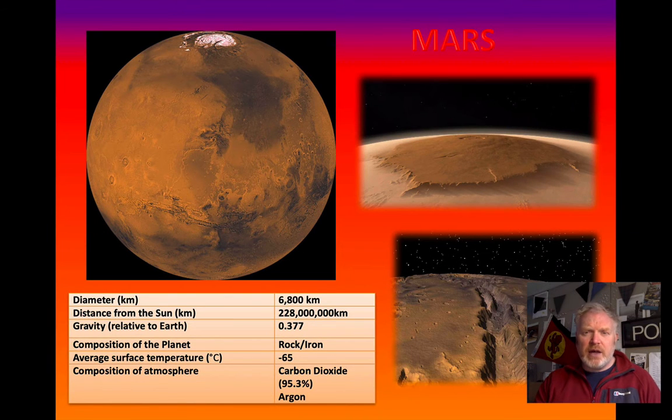We then move out to Mars. Mars is much smaller than Earth, about half the size of Earth. 6,800 kilometre diameter. We're now 228 million kilometres from the Sun. Gravity is 0.377. So again, about a third of what Earth is. Composition is rock and iron again. The surface temperature now is really chilly, minus 65 degrees.